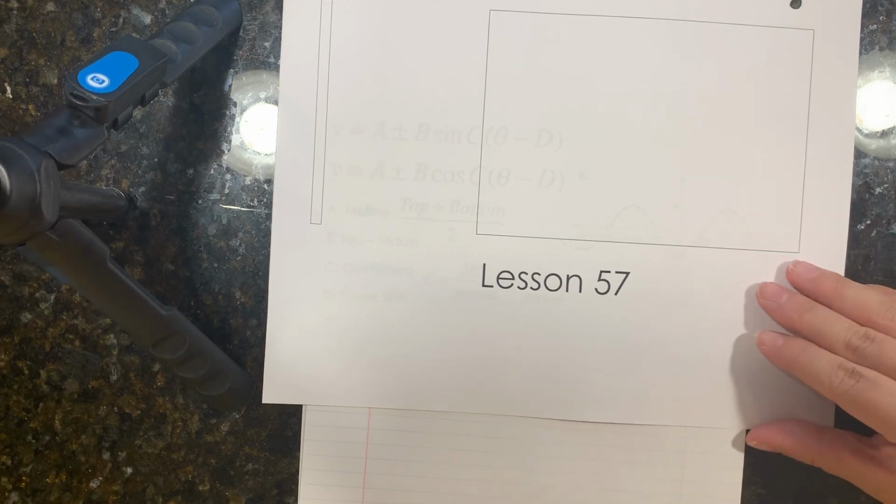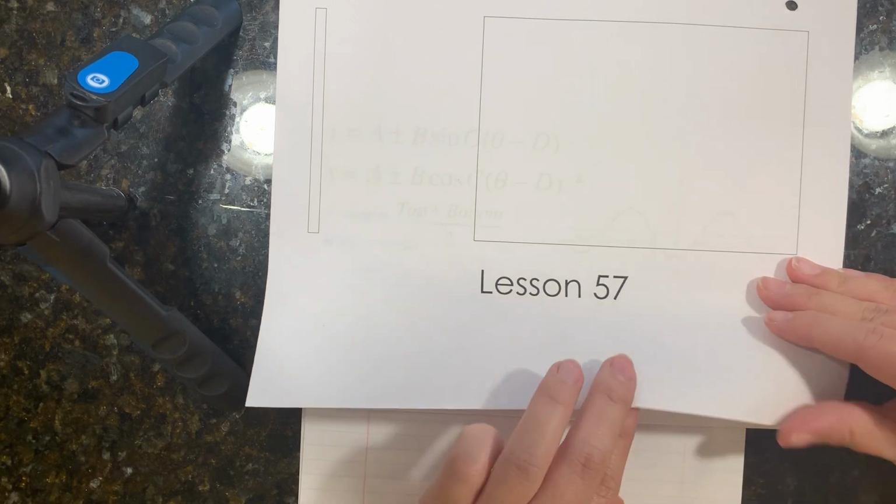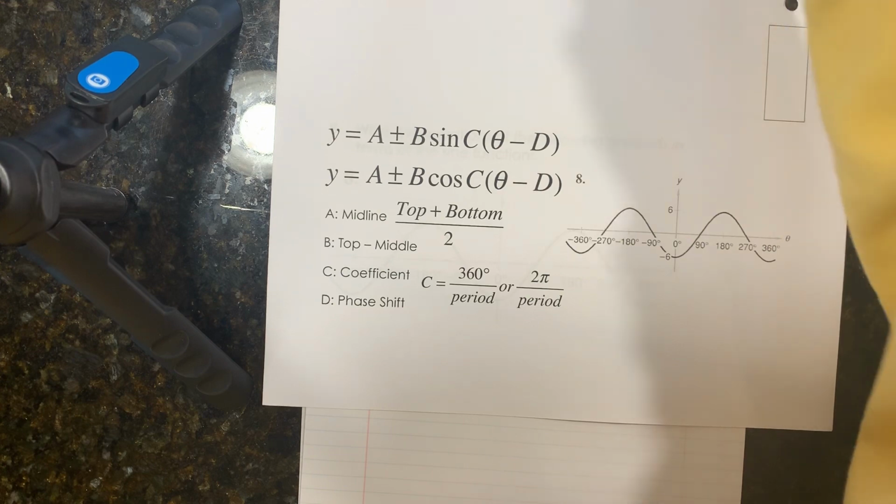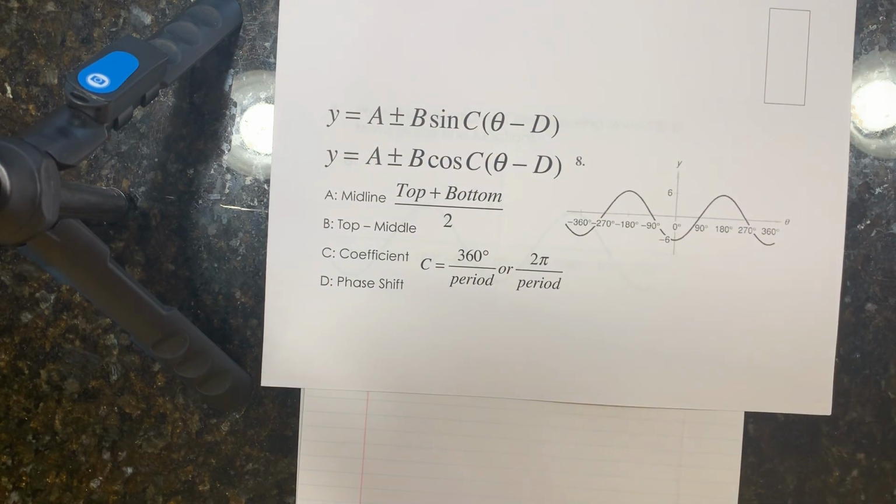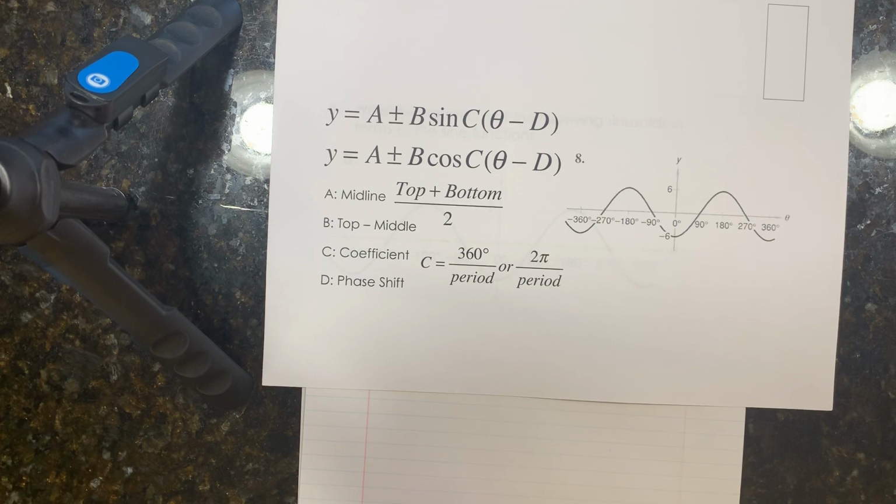In lesson 57, we're going to add some new variables into our equation of the curve. These are the two equations I would put down in your notes. The first one is y equals a plus or minus b sine c of theta minus d. We've already done a and b. A is where the x-axis is crossing the y-axis, so at what y value. B is your amplitude, so the top minus the middle value. And c is a new thing, called the coefficient.